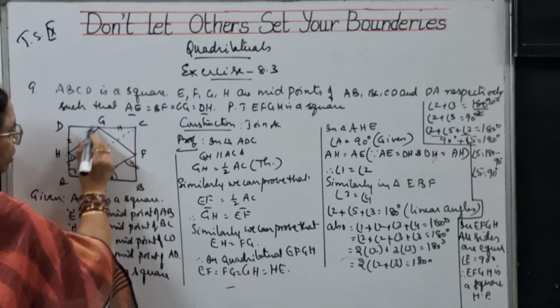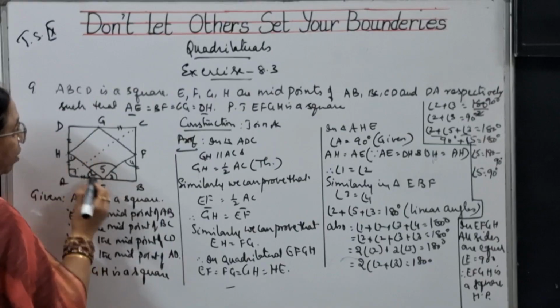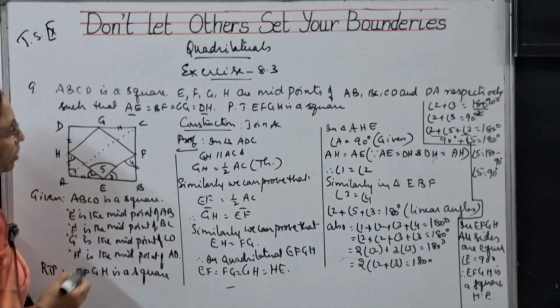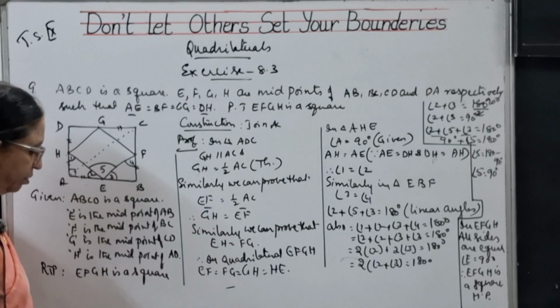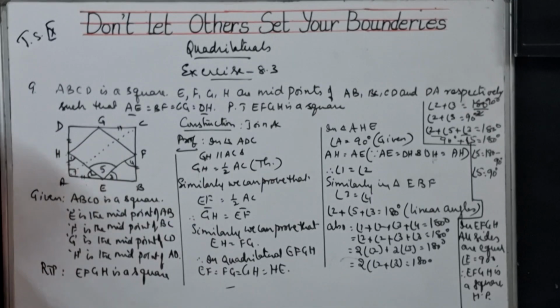So in this quadrilateral, we have proved that all sides are equal and one of the angles is 90 degrees. So we can say that it is a square. EFGH is a square. So please note it down, children.